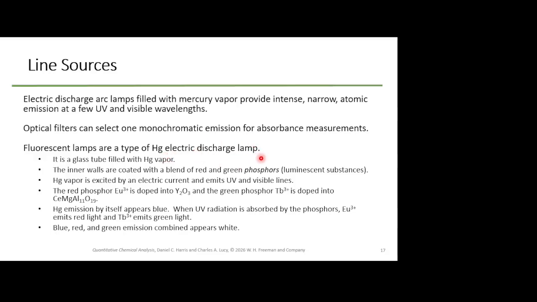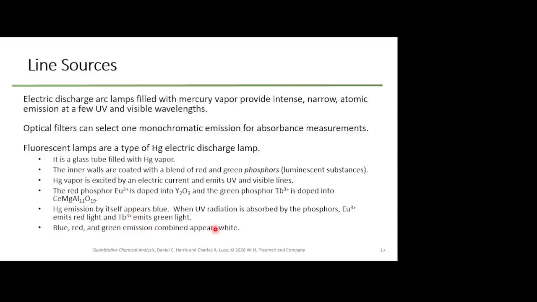So typically what you have here is some sort of glass tube. It's filled with mercury vapor. The inner walls will be coated with a blend of red and green phosphors. This is actually your luminescence substance that you're going to energize to cause luminescence. And so the mercury vapor is then going to be excited by electrical current. It's going to emit UV and visible lines. The red phosphor is Eu3+ doped with Y2O3. The green phosphor is Tb3+ doped with that mess right there.